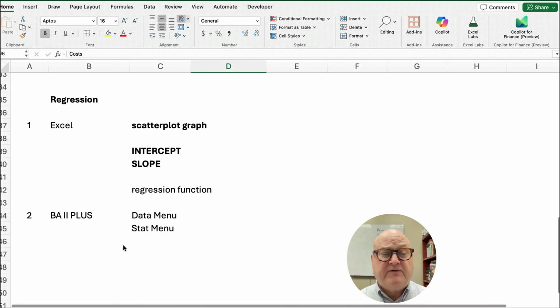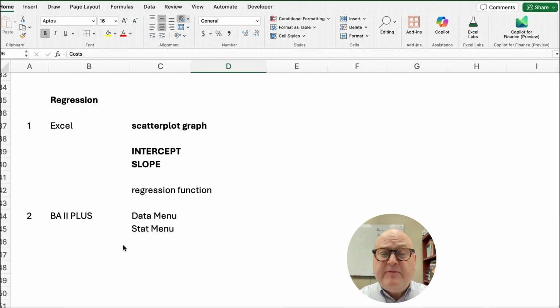Now, let me give you a couple of ideas we can do here. I'm using Excel right now, and I'm going to show you two ways to do regression with Excel. One is the scatter plot graph, and we can draw a line and then we can get a formula. So that's going to be a really easy way of doing it. There's also an intercept function and a slope function, another easy way. There is a regression function in the Data Analysis ToolPak. I'm not going to show that today. If you want to see that, put that in the comments below.